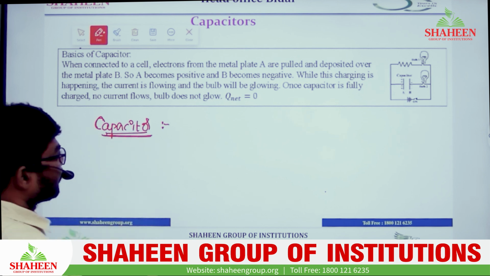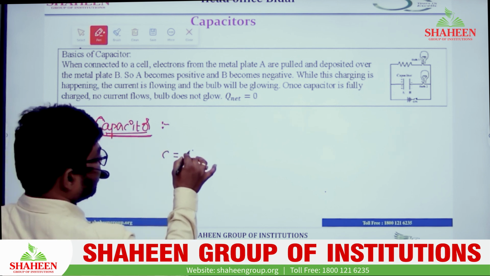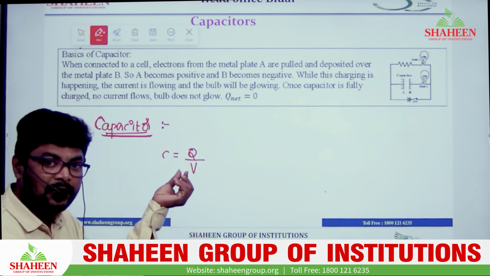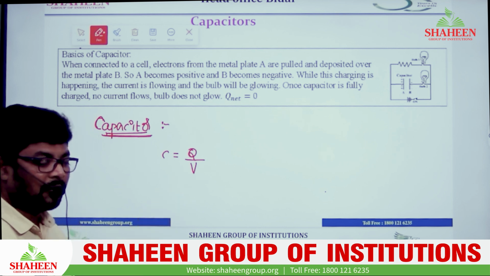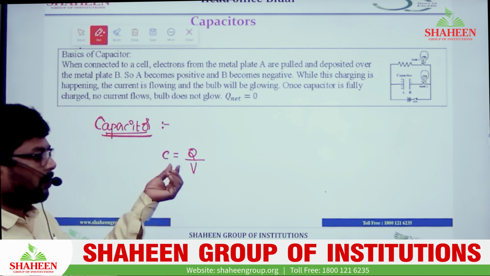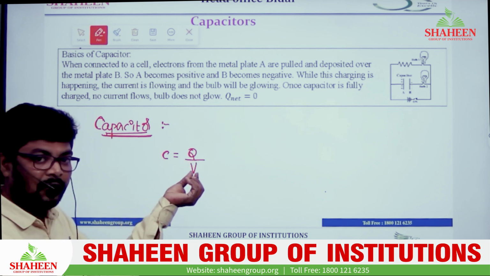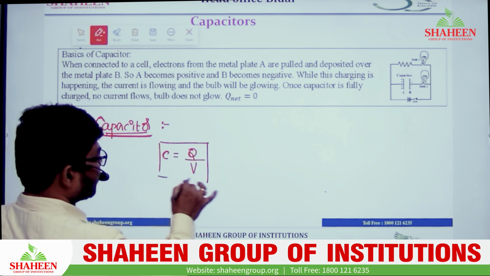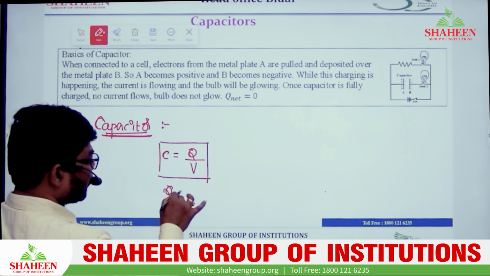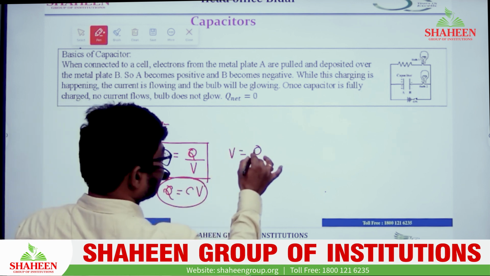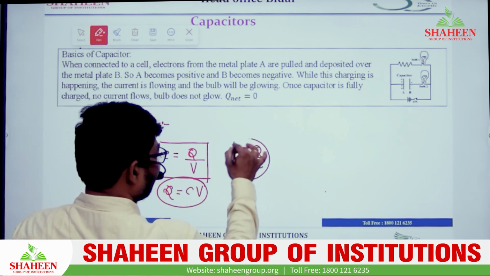The capacitance of a capacitor is given by the formula C is equal to Q upon V. Capacitance does not depend on charge or on voltage. So C is equal to Q upon V, Q is equal to C into V, or V is equal to Q upon C. It is the basic formula for capacitance.